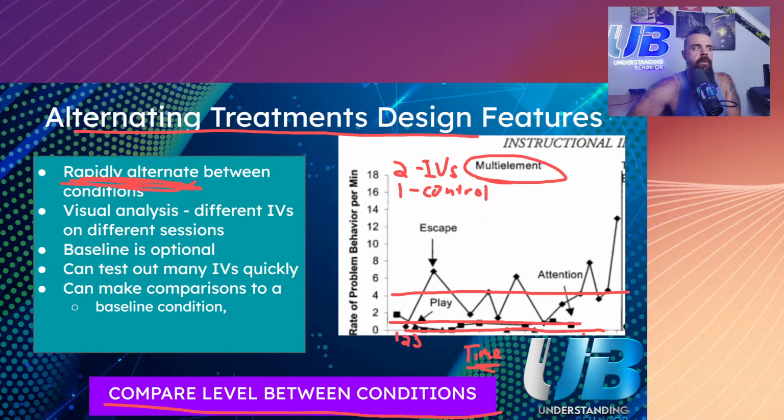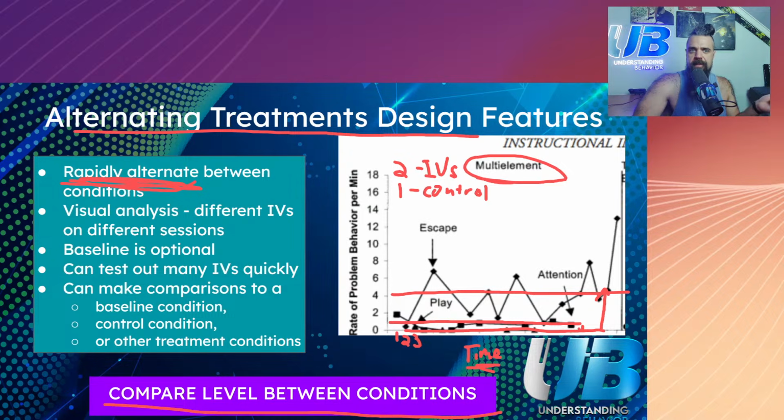So we can make comparisons to a baseline condition. We don't have baseline data in this one, but it would be totally cool. We can compare to a control condition, which would be our play condition in this case. So we could look at the difference from this 0 to 4 to this 0 to 1. Or you can also compare between other treatment conditions. So how much more did escape increase the behavior as opposed to play?